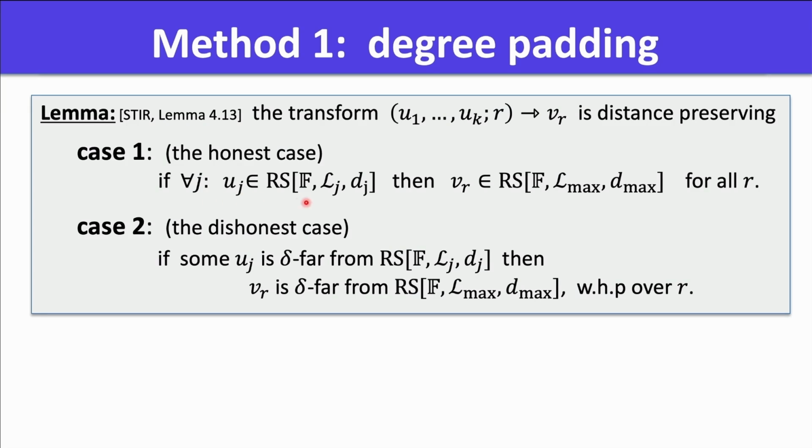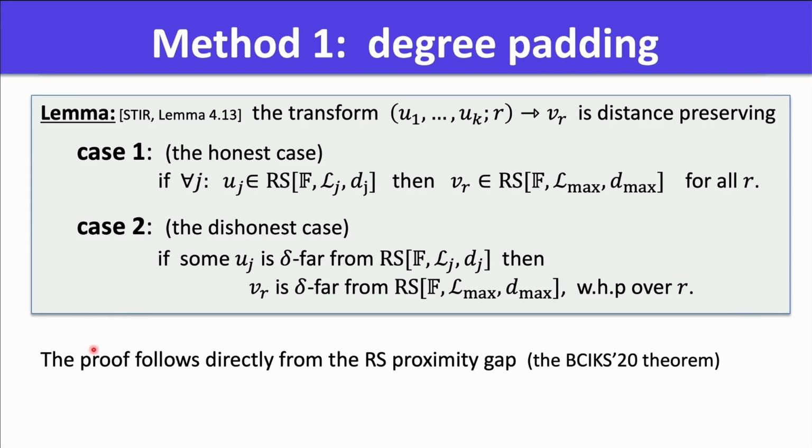So if all of them are in their respective Reed-Solomon codes, then the combined word will be in its respective Reed-Solomon code. And in the dishonest case, if some UJ is delta far from its Reed-Solomon code, then the combined word will also be far from its Reed-Solomon code with high probability over the choice of R. And interestingly, the proof of this lemma is quite cute. Again, it follows directly from the Reed-Solomon proximity gap theorem, just to show you how important that theorem is in this area.